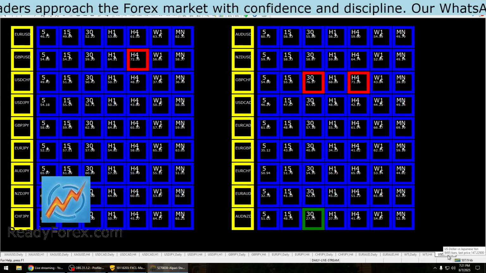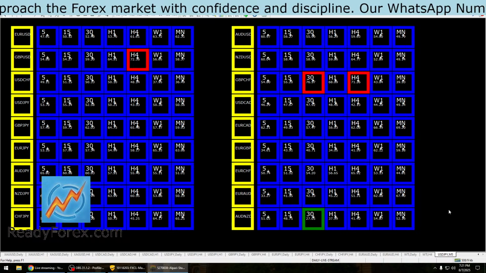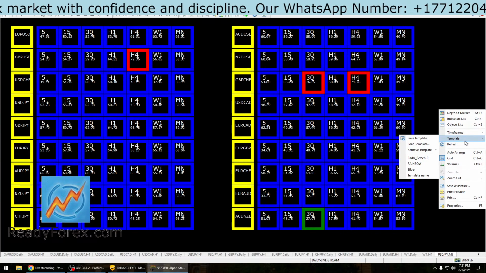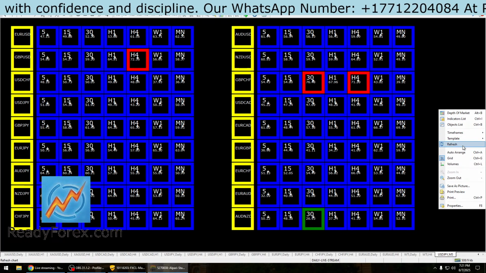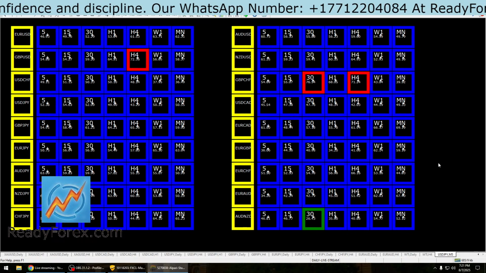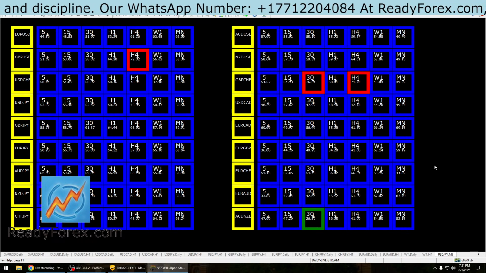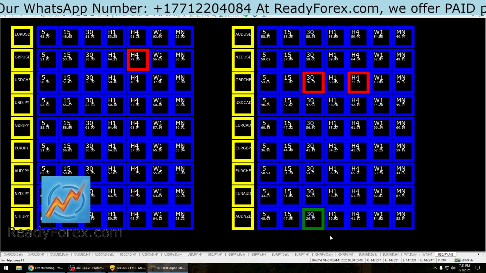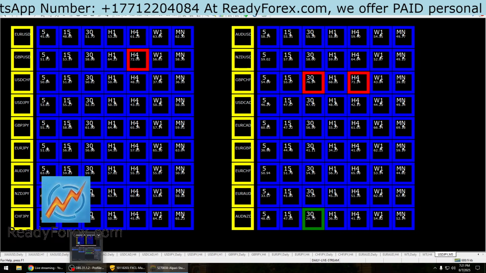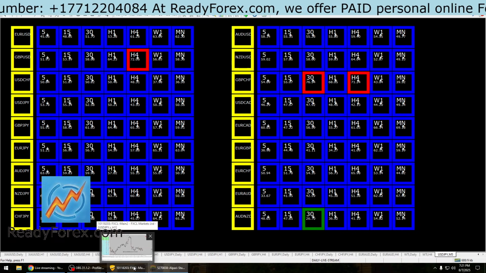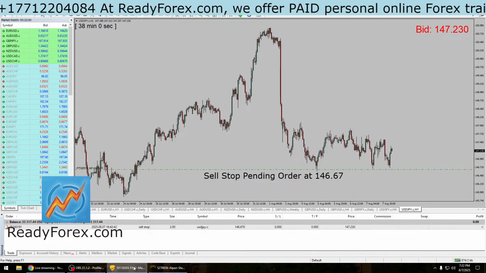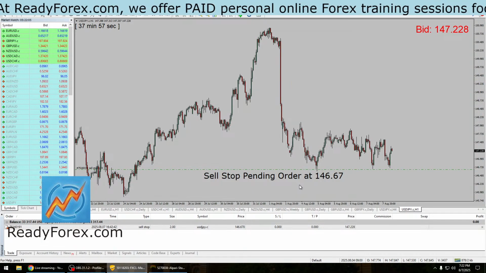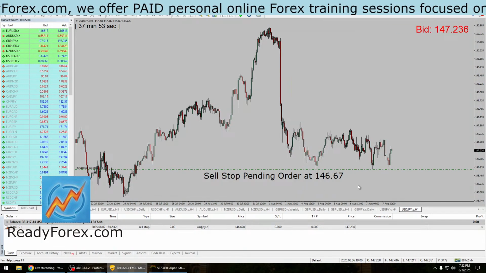Let me check out the radar screen again. Okay, in US dollar yen, I have actually placed a limit pending order. Sell limit, sell stop pending order over here.